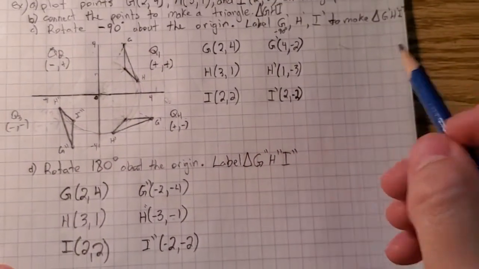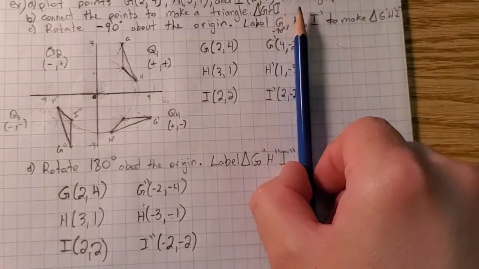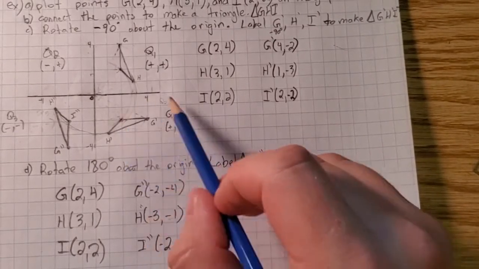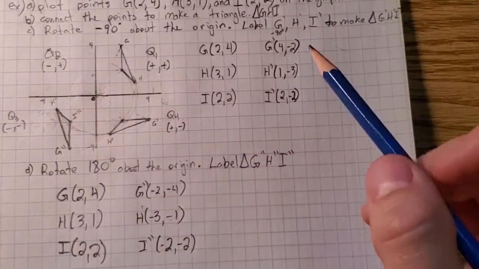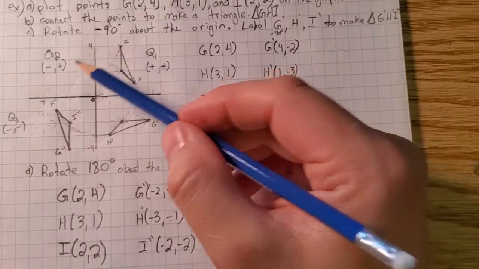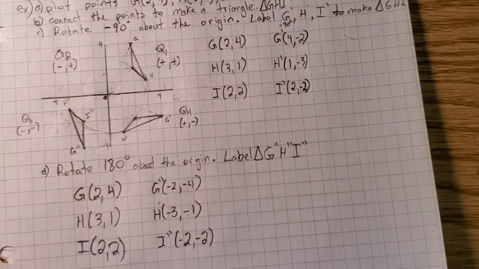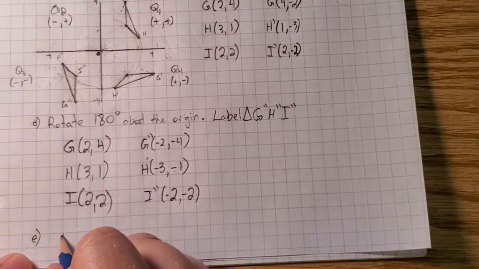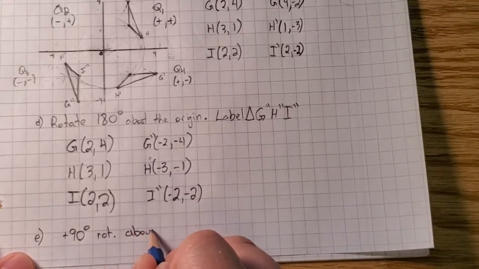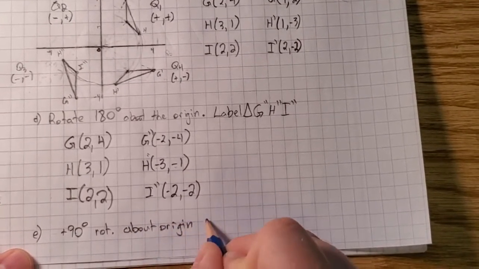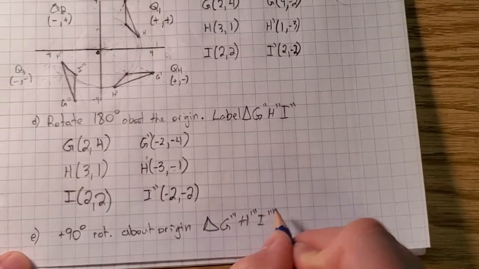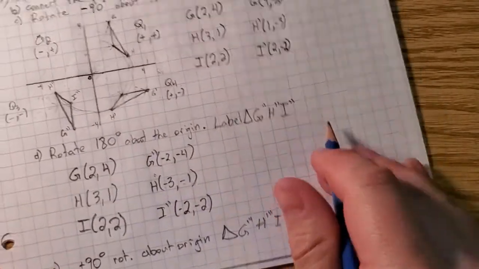We're going to notice something here. When it's a 90 degree rotation, you flip your X and Y, and then you just look and see, okay, is X supposed to be positive or Y in that coordinate? Okay. So looking here, if we're going to do a 90 degree rotation now, let's do positive 90 rotation. Let's call this E. So we're going to do a positive 90 rotation about origin, right? And we're going to call it triangle G triple prime, H triple prime, and I triple prime. Let's try to figure out what these points will be.